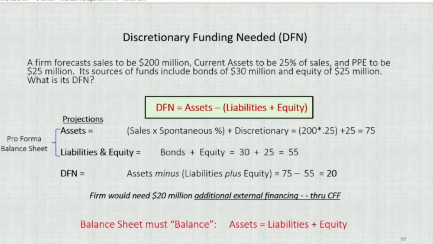Its sources of funds include bonds of 30 million and equity of 25 million. What is its DFN? So first thing we need to do is project assets. Let's project our spontaneous assets. We have sales of 200 million and current assets projected to be 25% of sales. Multiplying 25% times 200, we're going to have 50 million of spontaneous assets.